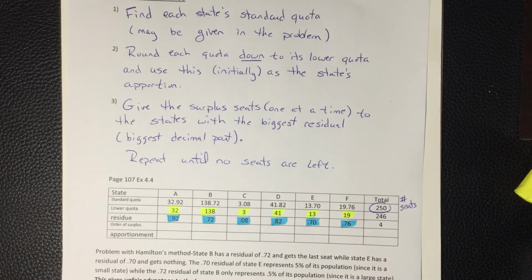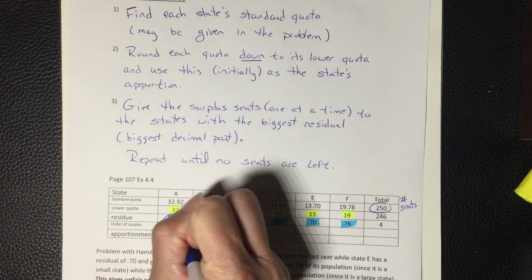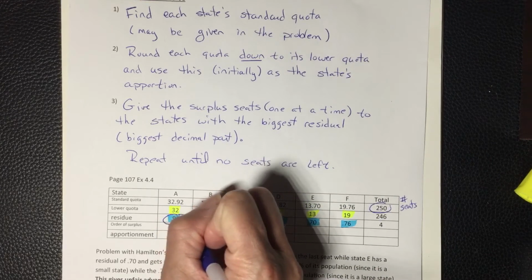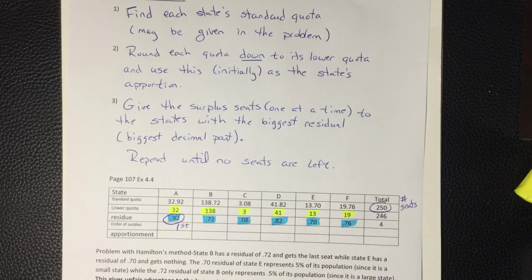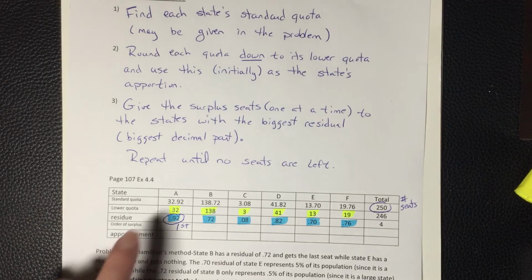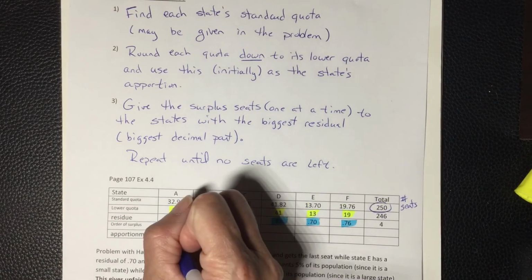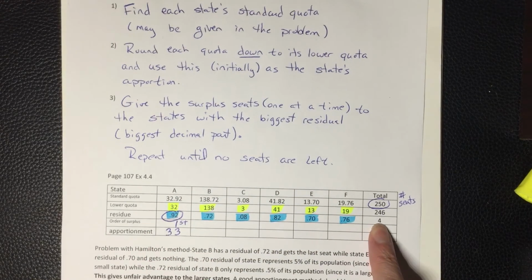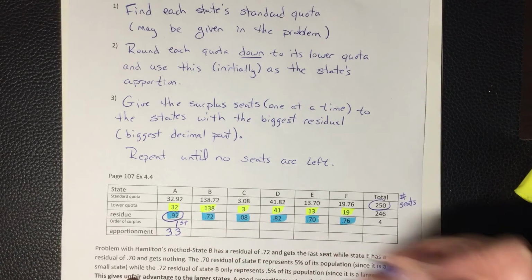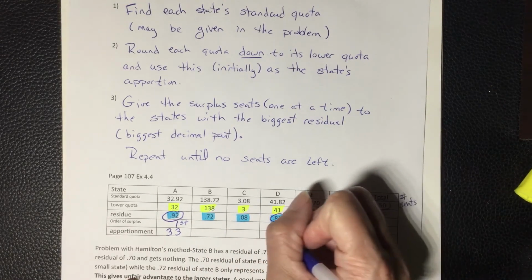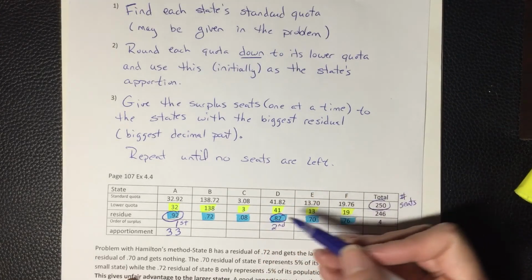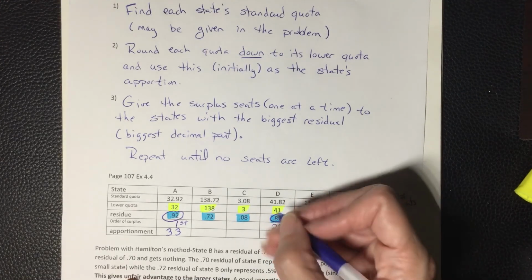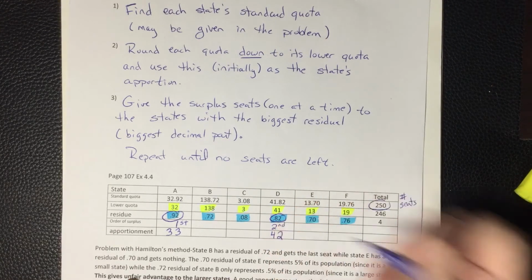So we're going to start by figuring out who has the biggest decimal. If we look across, it looks like this one is the biggest. So that one's going to be first. So what that means is we're going to give state A an extra seat. So instead of 32, we're going to bump them up to 33. Now remember, we have 4 seats to give away, so we have to do this 3 more times. If we look at what's left, the biggest decimal is 0.82, so they're second. So we're going to give them an extra seat as well. They're going to bump up from 41 to 42.